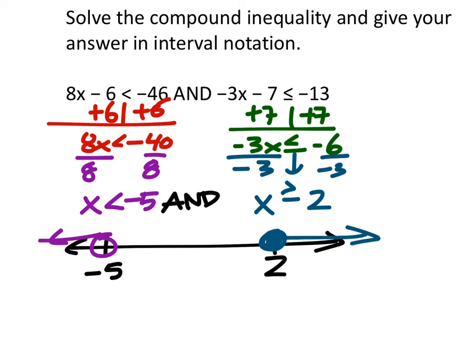So since this is an and statement, there is no intersection on this one. Okay. So this one is a does not exist problem. If this were an or statement, we would write it negative infinity to negative 5, united with 2 to infinity, which would be great, but, well, DNE may be easier to write, whatever.